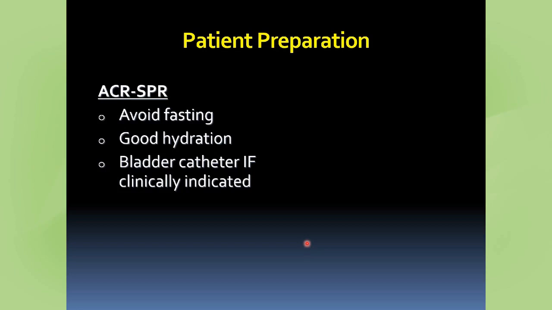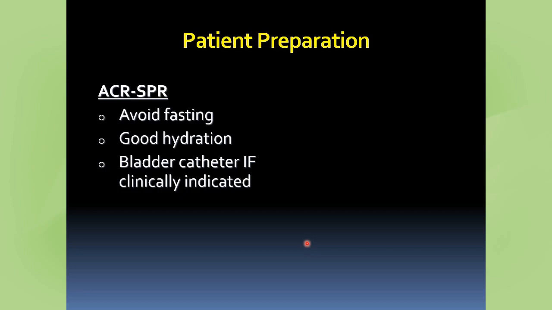Here, the American College of Radiology and the Society of Pediatric Radiology had a practice parameter come out in 2017. It's their most current one. They're on a 3-year cycle, so they'll revise this, I think, starting in this year and eventually publish that in 2021. But you can see here, they really only give 3 components to patient preparation: avoid fasting, good hydration, and then bladder catheterization if clinically indicated, i.e. if the patient has some sort of difficulty voiding.